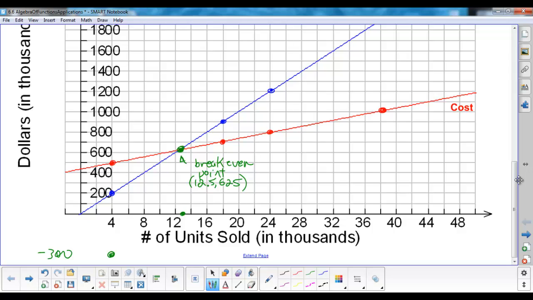Now if I look here, anywhere to the right of the break-even point, I see that the revenue exceeds the cost, so I should have a positive profit.